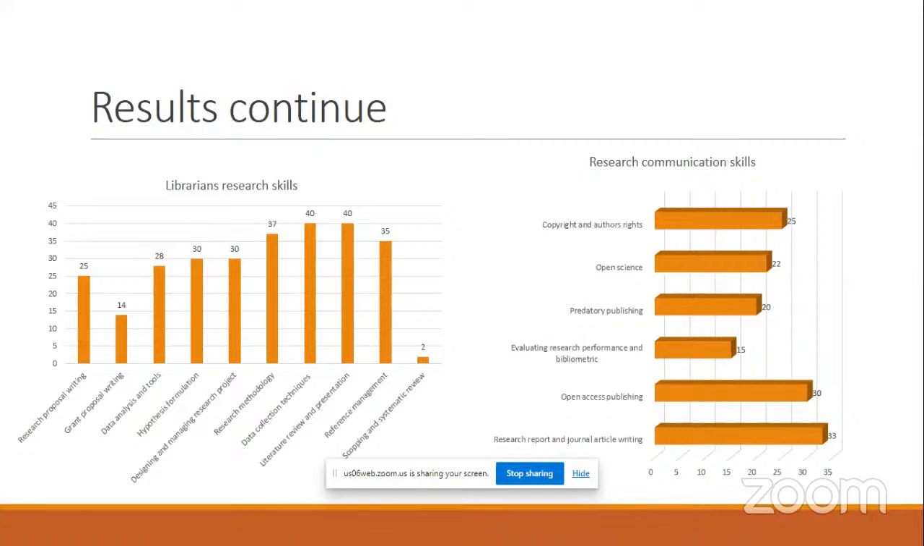In terms of research and communication skills, we also observed gaps in the areas of evaluating research performance and bibliometric analysis, as well as on the analysis and awareness of potential predatory publishing. Those are the areas that librarians need to be capacitated on.